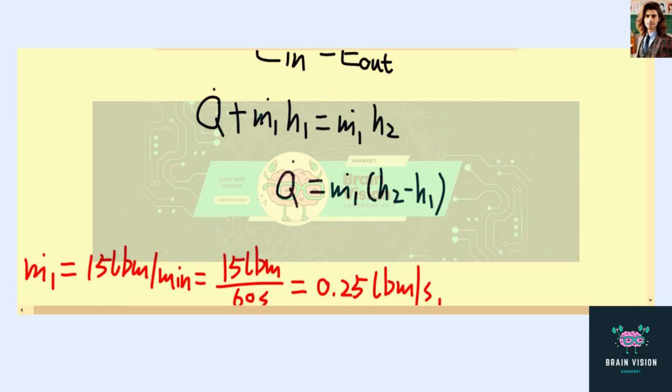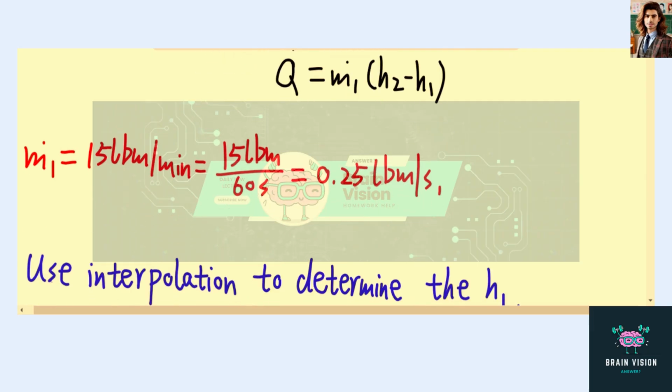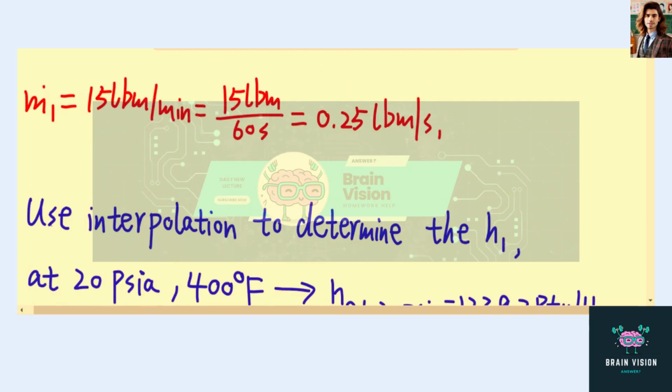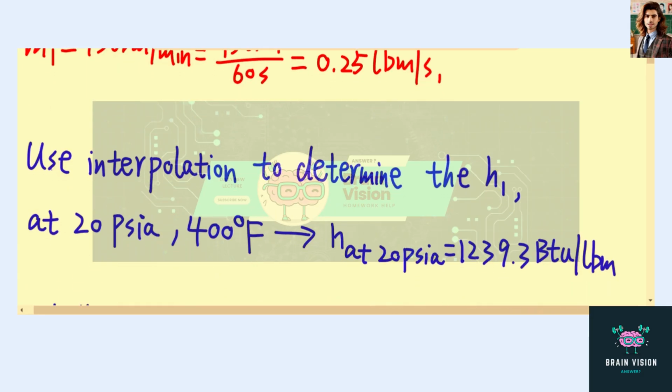So we know the mass flow rate of the steam is given as 15 pound mass per minute. If we convert it to pound mass per second, it's about 0.25 pound mass per second. So for H1, which is the initial enthalpy, we need to use the interpolation to determine the H1, okay? Because in the table of the superheated water table, there's no corresponding enthalpy at 30 psia, okay? So therefore, we need to pick the range for the 30 psia here. So we know 30 psia is lying between 20 psia and the 40 psia.